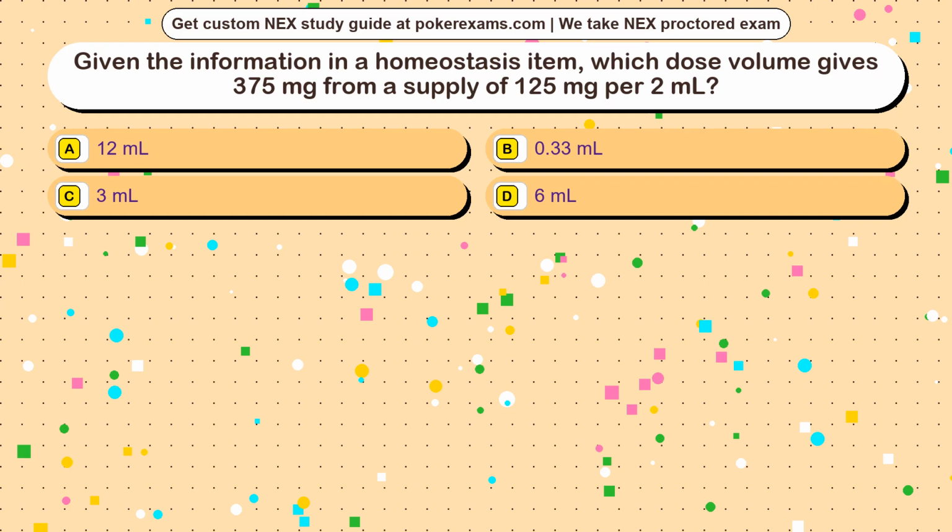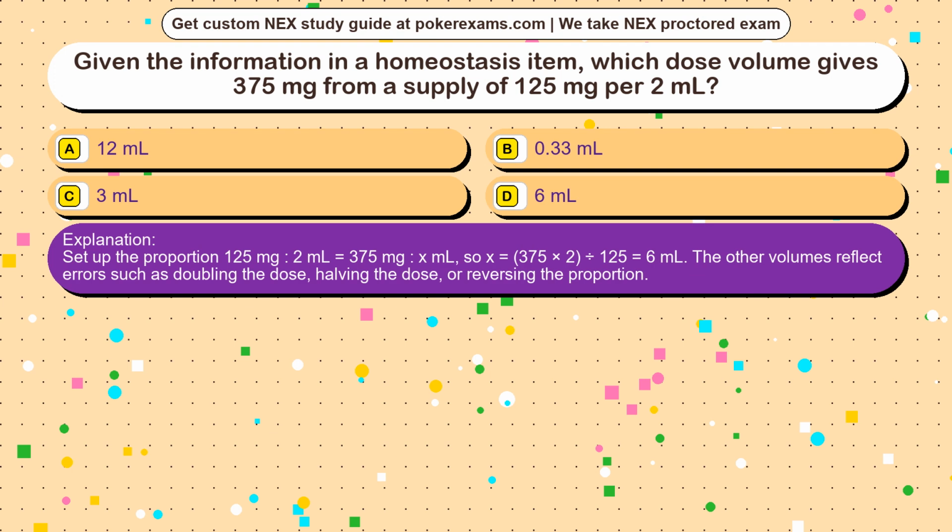The correct answer is option D. Set up the proportion 125 mg / 2 ml equals 375 mg / x ml, so x equals 375 times 2, divided by 125, equals 6 ml. The other volumes reflect errors such as doubling the dose, halving the dose, or reversing the proportion.